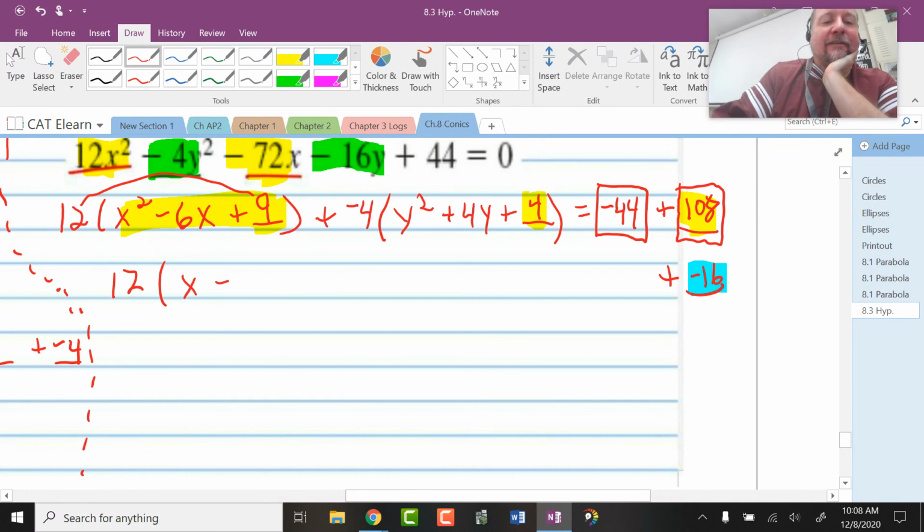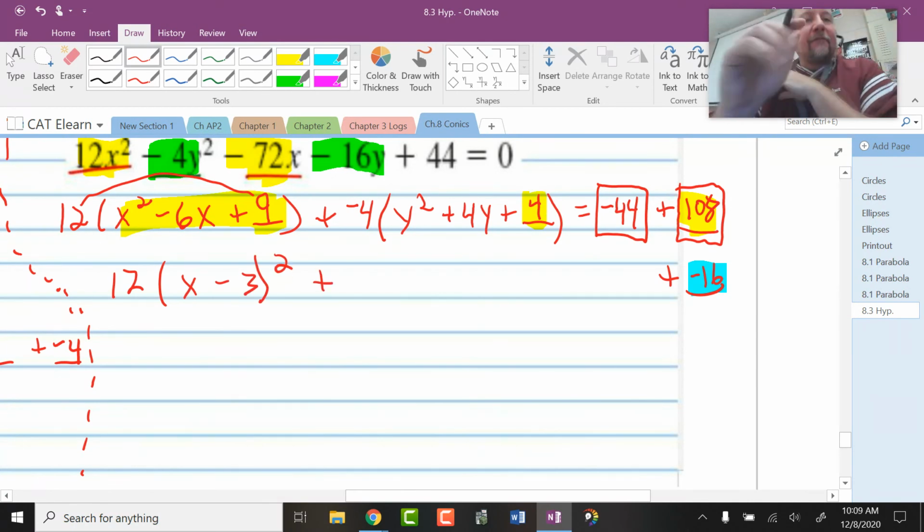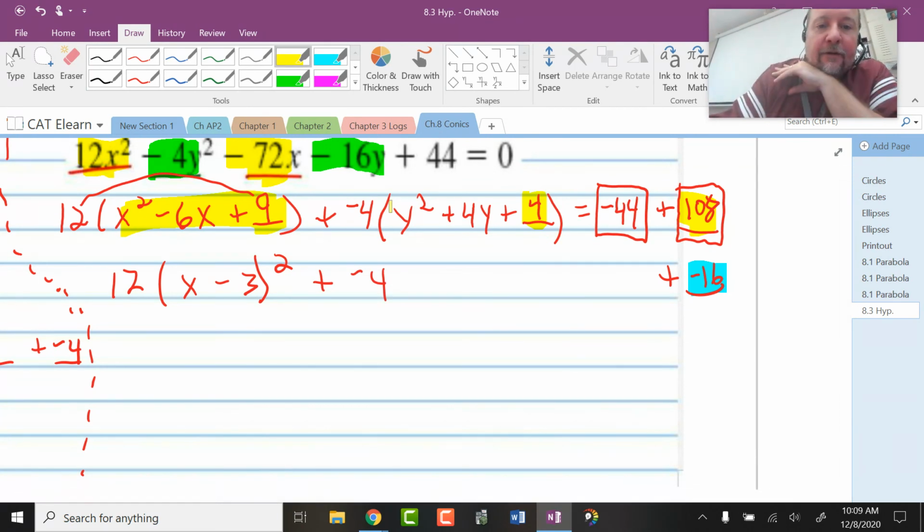X minus 3 squared. Don't go anywhere, everyone. That bell is meaningless. You all show up like 4 minutes after that bell anyway. Say that every day. And then what's the second one factored?